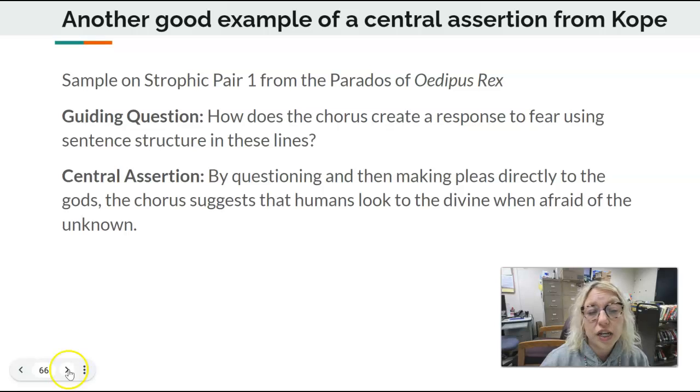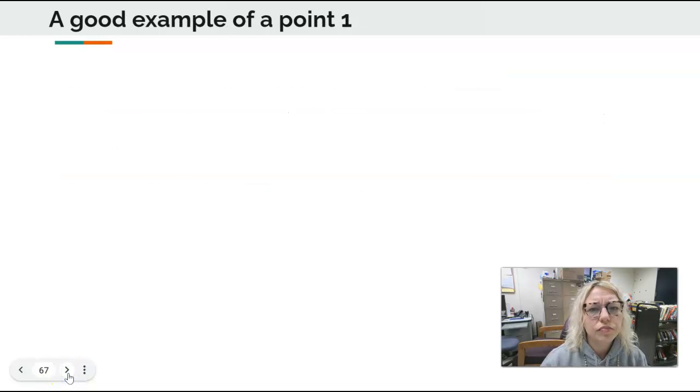And here's the central assertion I came up with. By questioning and then making pleas directly to the gods, the chorus suggests that humans look to the divine when afraid of the unknown. And I think I've only got 2 points in there, and so later I added a 3rd, and I'll show you what that looks like in a second.